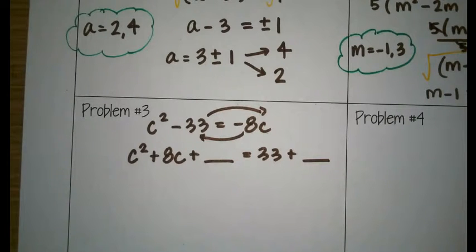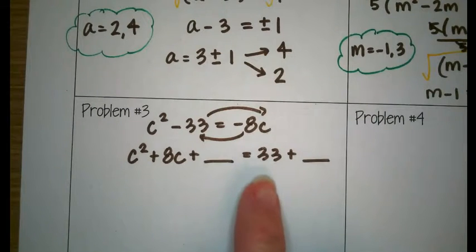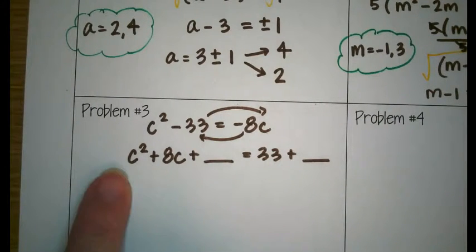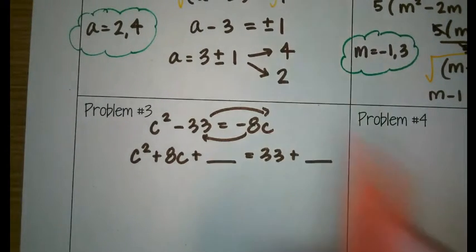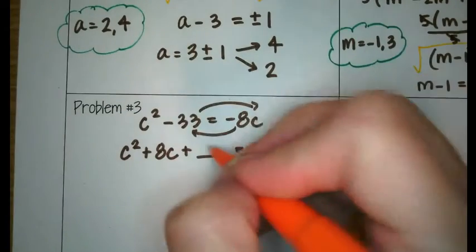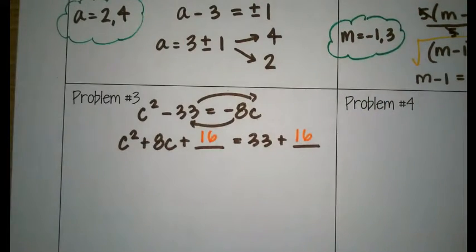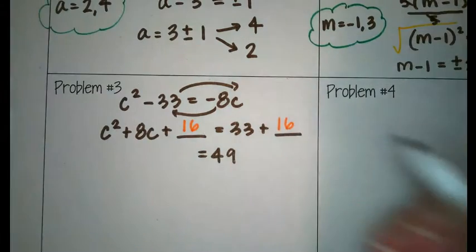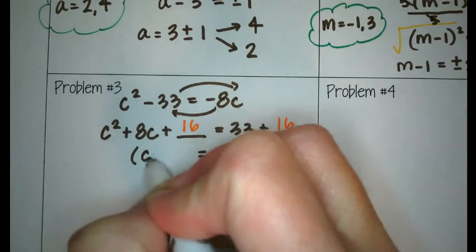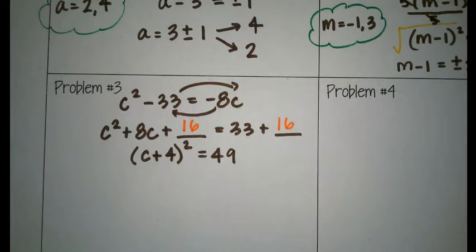So I kind of did a lot in that step, but I added the 8c over there, I subtracted the 33 over there. This gives me a positive c squared, which is what I want. I don't want a negative out there. And then, so now I can fill in the blank. So half of this is 4, squared would make 16. So add 16 to both sides. On the right side, I get 49. On the left, this factors to be c plus 4 squared.